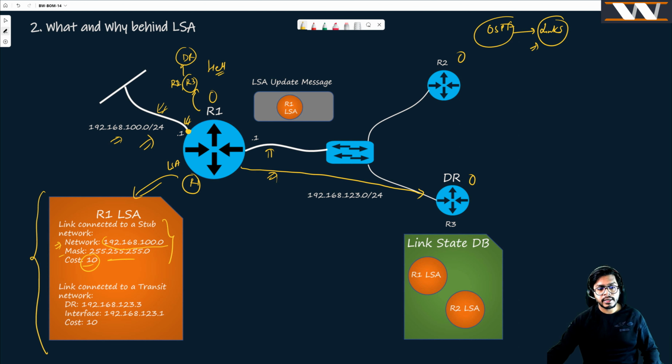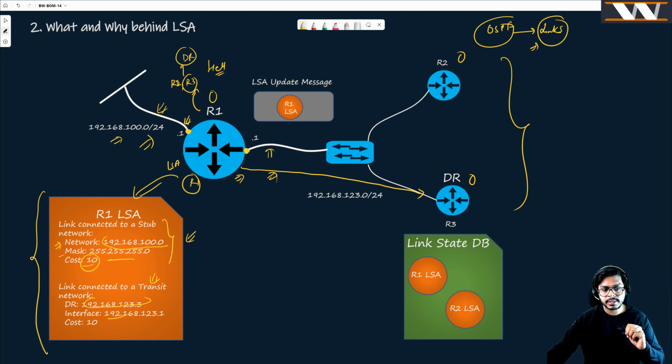Now there is another link which is connected to the transit network, 192.168.123.3, and the interface IP address is here. If anybody is not seeing this diagram and is seeing only this LSA, because this is how it looks when you want to see the LSA in the database, you must understand that this is the LSA for router 1. It means there must be somebody with the name R1 in the topology.